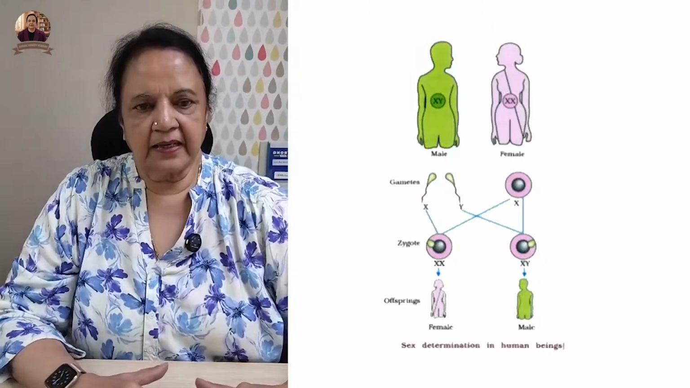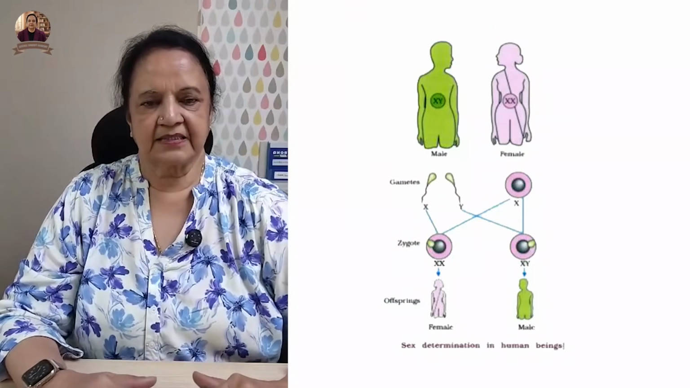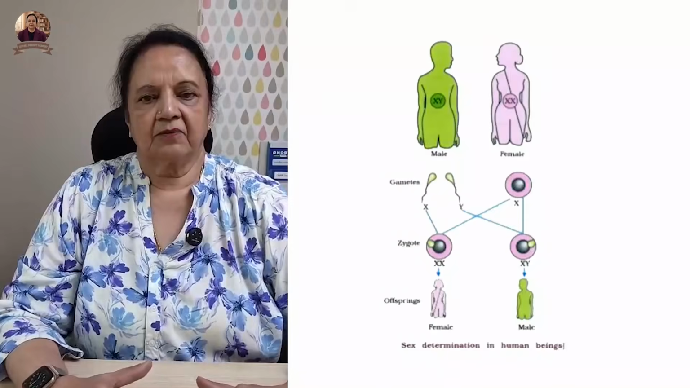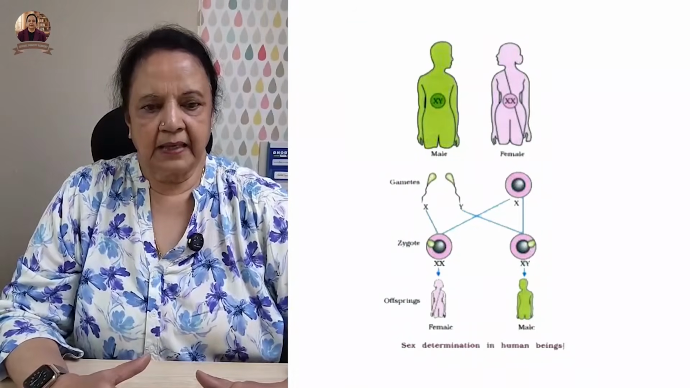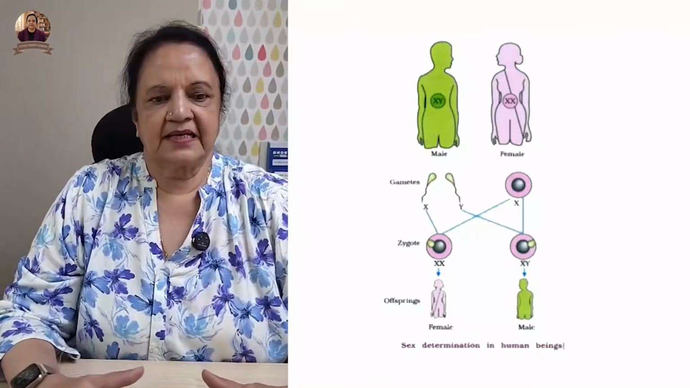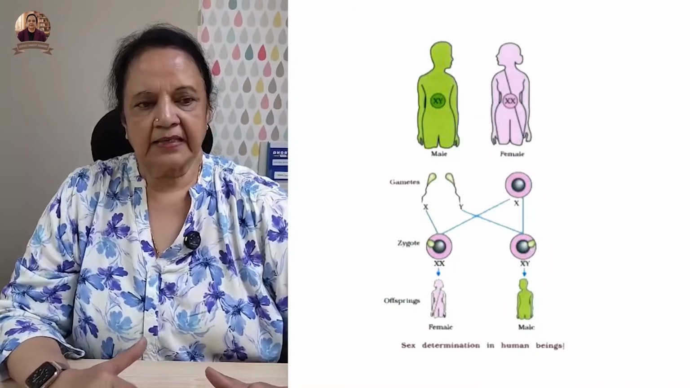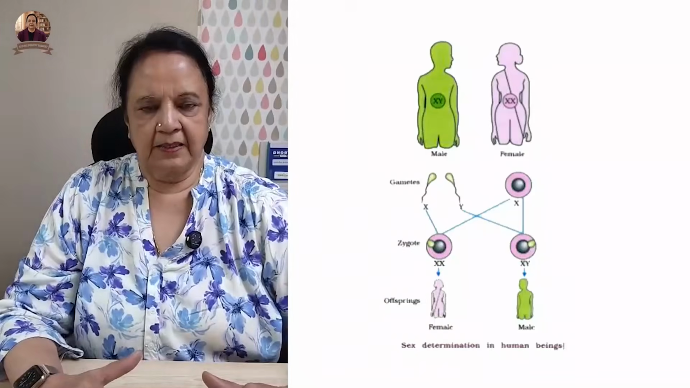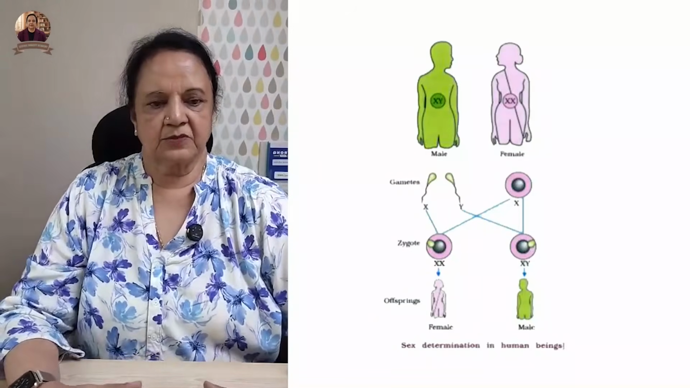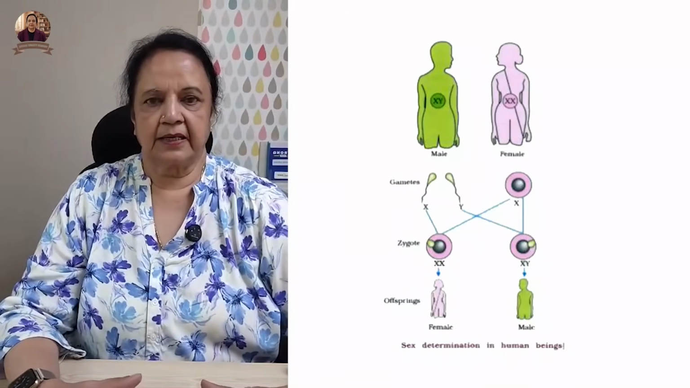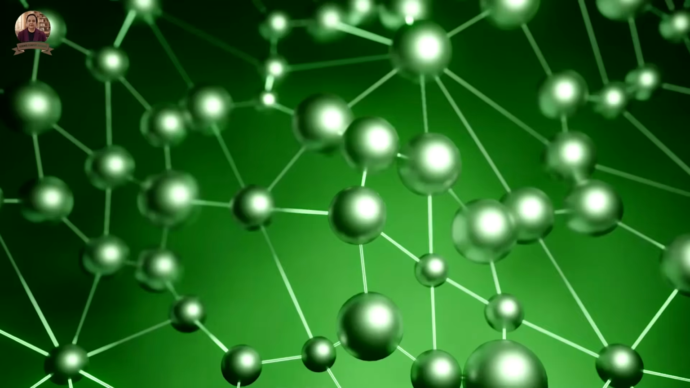But if a Y carrying sperm fertilizes an X carrying egg, the offspring will be a male. Therefore, the sex of the child is determined by the type of the sperm, X or Y, from the male. So, the male is responsible for the sex of the child, not the female.